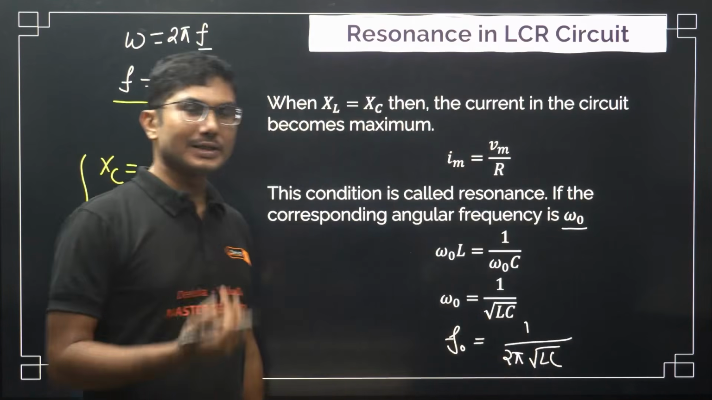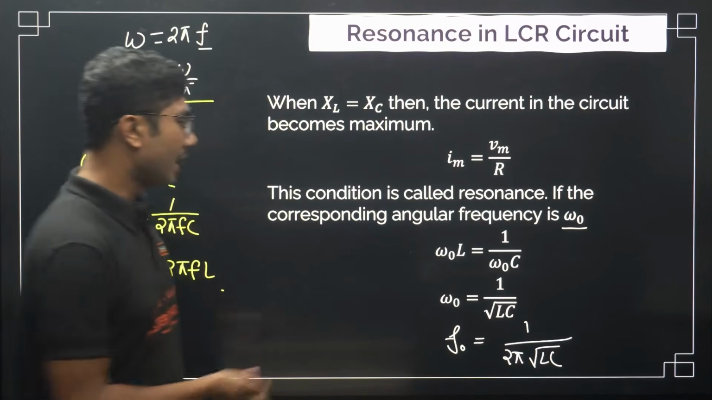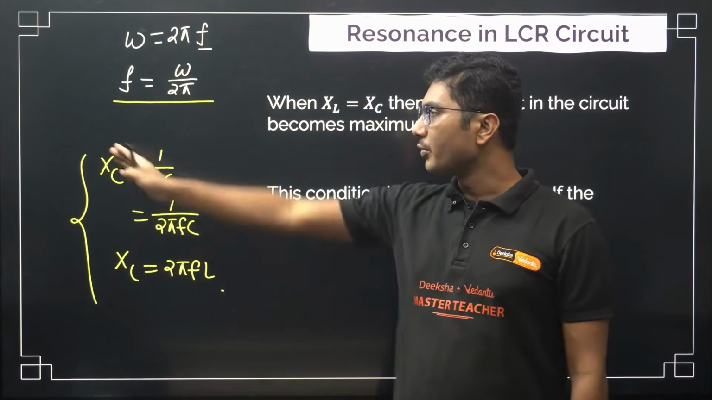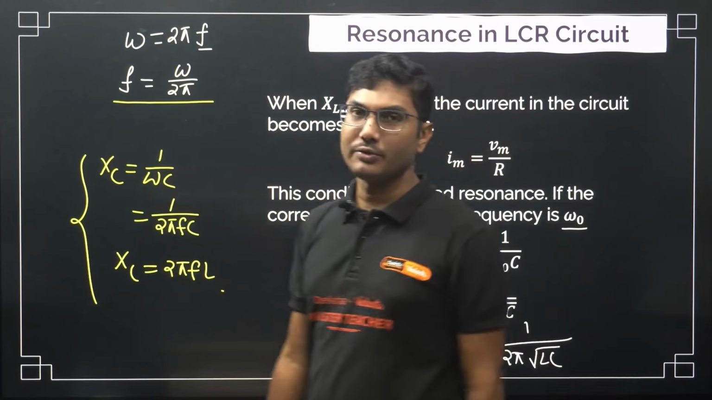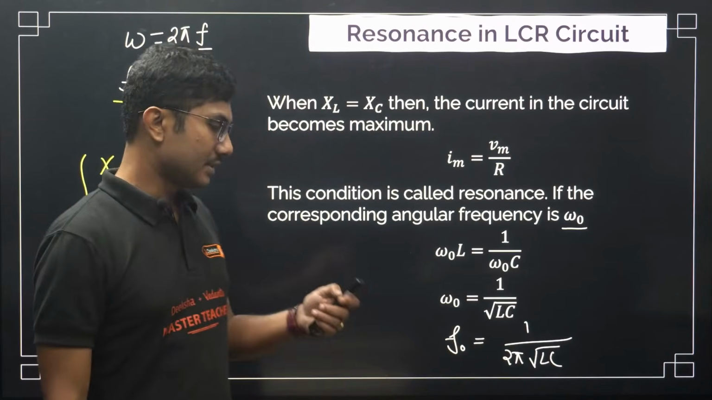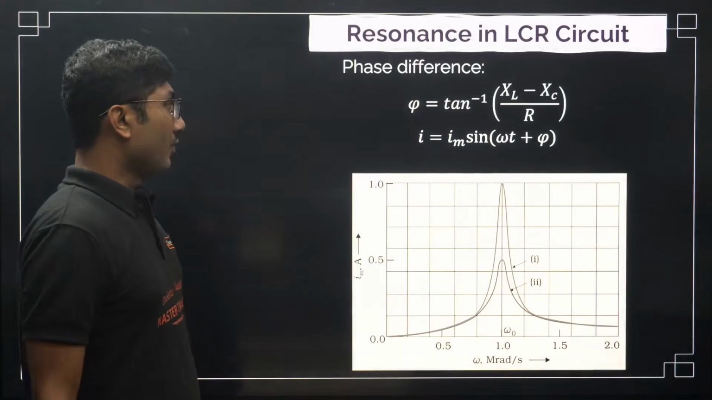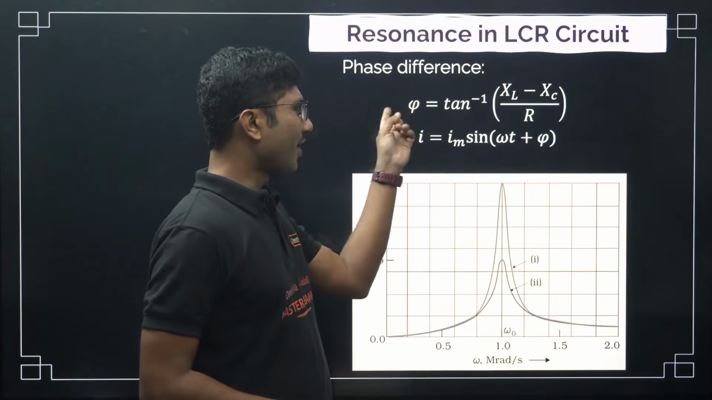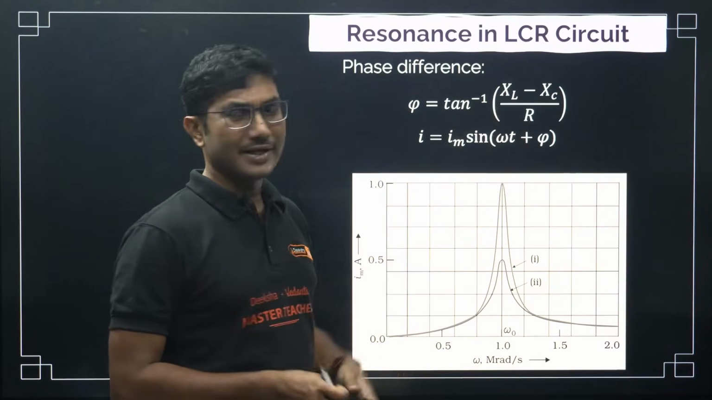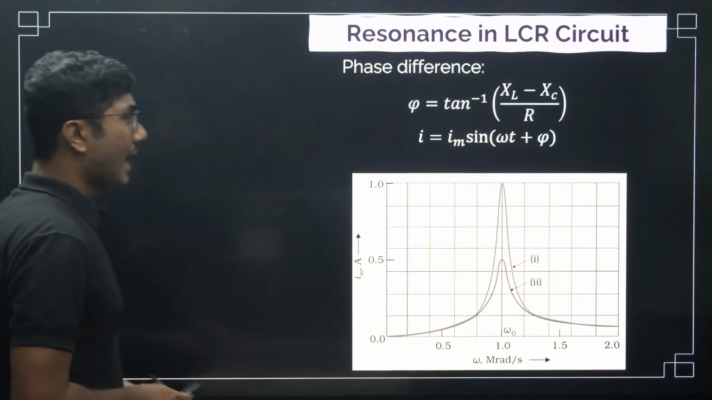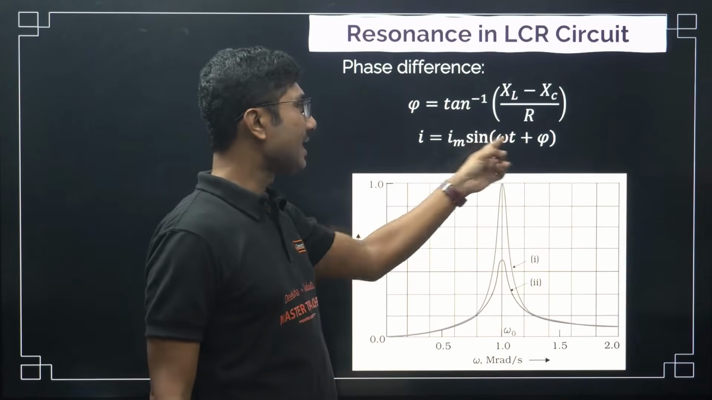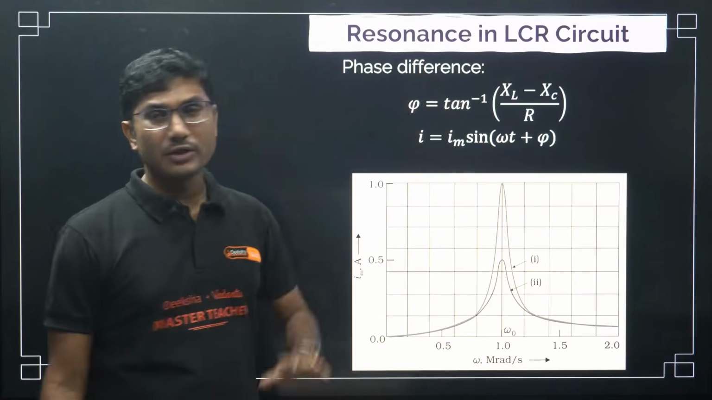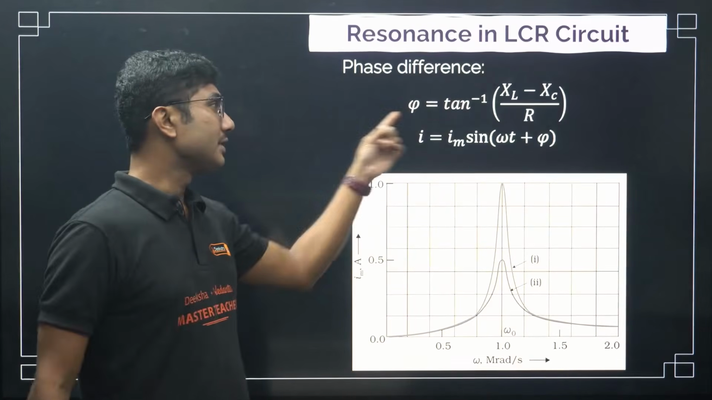Okay, in most problems, the f value will be given to you. You have to use these formulas to convert it into impedances. Now the phase difference is normally given by tan phi is equal to XL minus XC divided by R, and the current can be written as I is equal to Im sin omega t. In case of resonance, phi becomes 0.